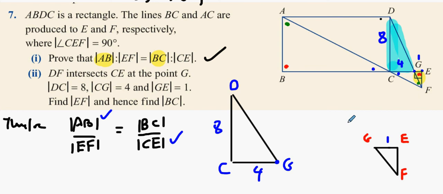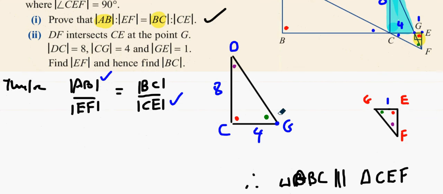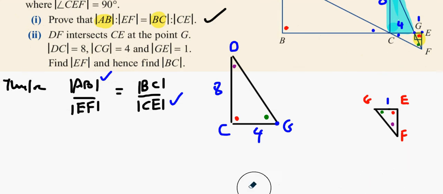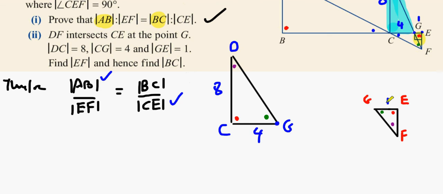Now, because of vertically opposite angles, we know that this angle here is the same as this one here. We know they're both right angled, which would make this one here the same as this one here. Therefore, the third angle has to be the same. So therefore, what we can say is that they're similar triangles, and GE corresponds with CG. So the bigger triangle is 4 times bigger.